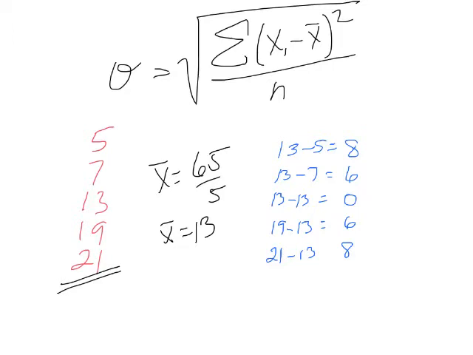All right. Next, you want to square all these values. And that would give us 64, 36, 0, 36, and 64. Oh, that's weird. Okay, doesn't normally work out that way. Then you add them all up. Okay, so we have 200. Oh, that's weird.